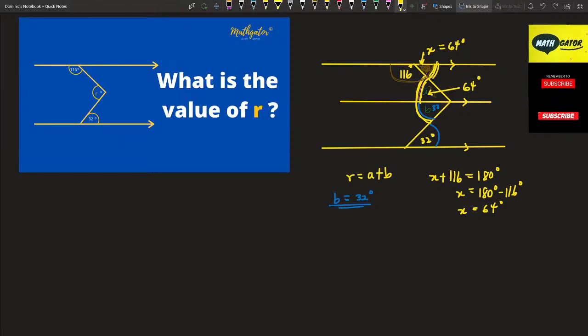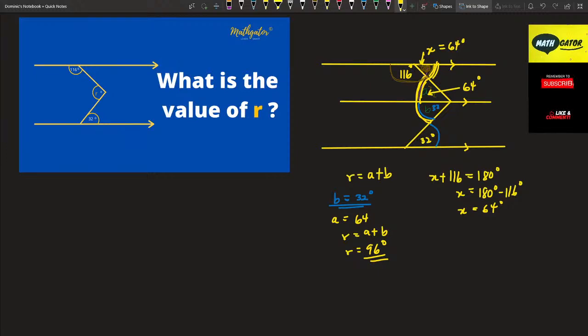Once we have that, we have B to be 32, and we've also solved for A to be 64 degrees. What do you think will be the value of angle R? In the chat section, what do you think will be the value of angle R? Quickly. 96. Awesome. Thank you very much, Elon. 96 degrees. So basically, the value of R is 96 degrees.